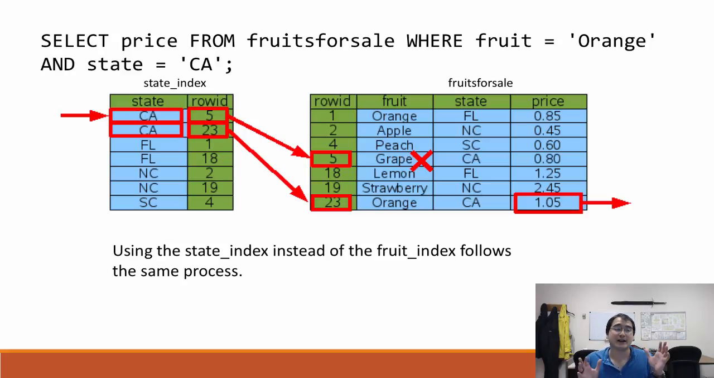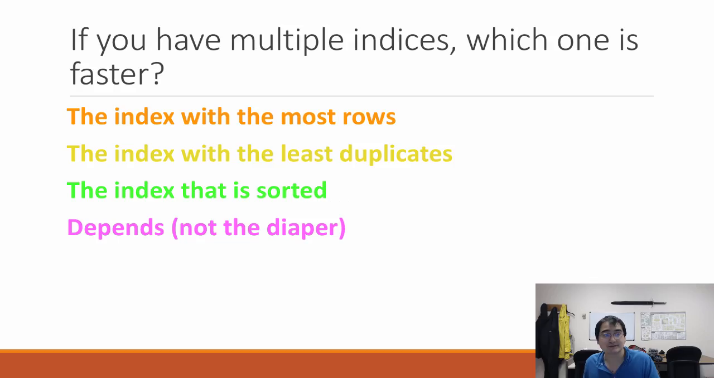Now, once again, indices never change the outcome. We're always returning the same rows, but by having a fruit index or a state index, things can go a lot faster. Okay, so index conclusion. If you have multiple indices that you can choose, for instance, in the previous example, we could have used the index on fruit, or we could have used the index on states. Which one is better?